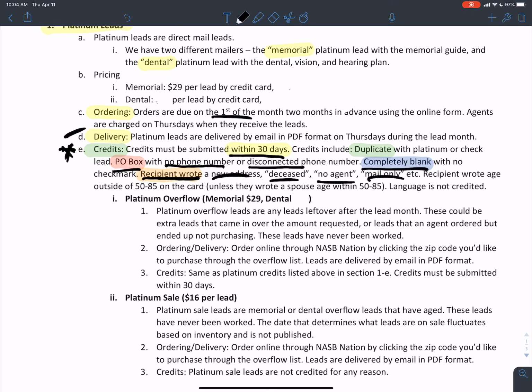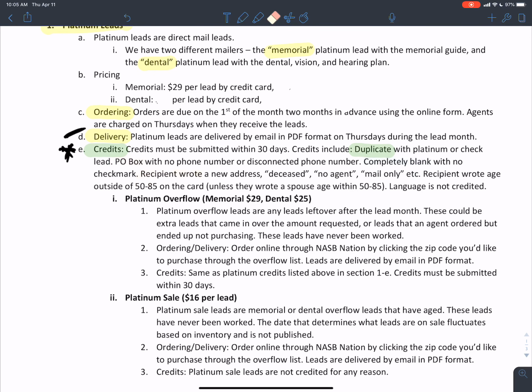Or if they wrote on the lead card their age and it's outside of the 50 to 85, or really just 85. If they're 40, that's fine, you can sell them. But if you get a lead card and they're 86 or they're 90 or something like that, you can get a credit for that. Unless, okay, their spouse is in the age brackets. So if you get a lead, it has a husband, wife on it, one's 84, one's 86, that's not a credit. You can still sell that person that's 84. Make sense? All right, cool.